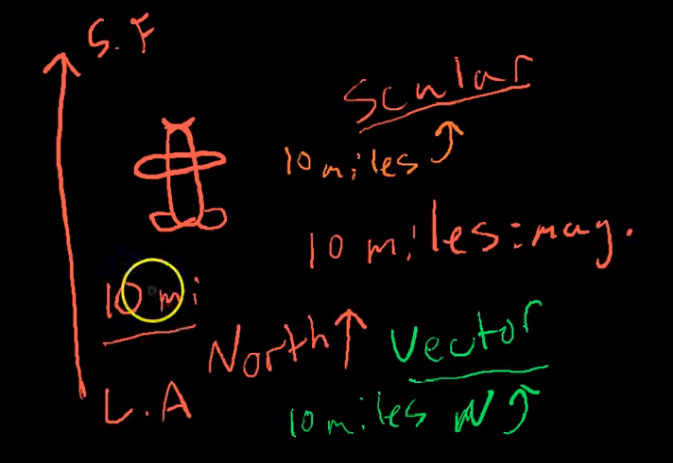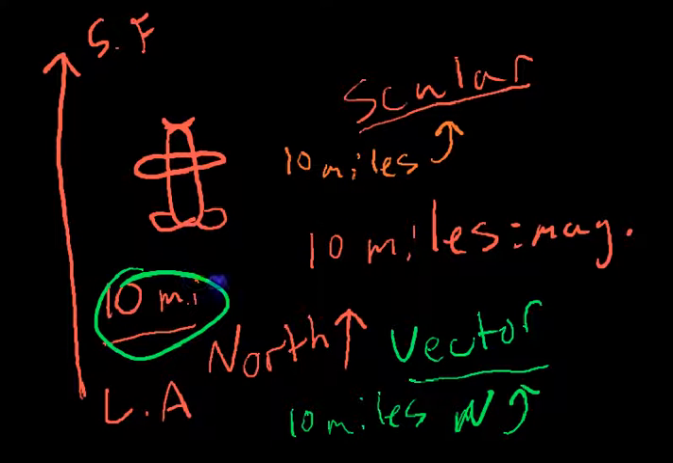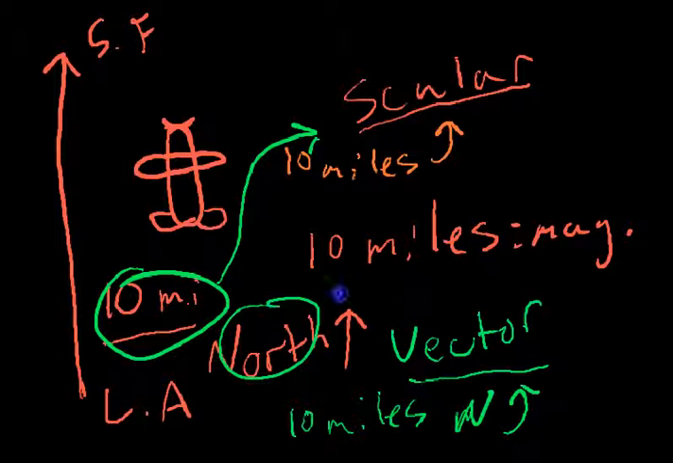Magnitude only here, scalar. Direction, vector, okay? So that's a good way to think of it. Think of LA to San Francisco, okay? And now we're gonna talk about solving for vectors, which may sound a little complicated because you hear solving and you think math, but really it's very simple.